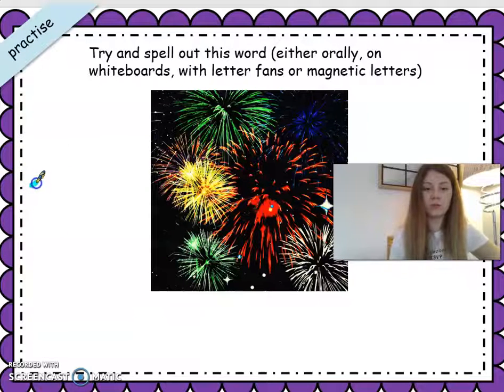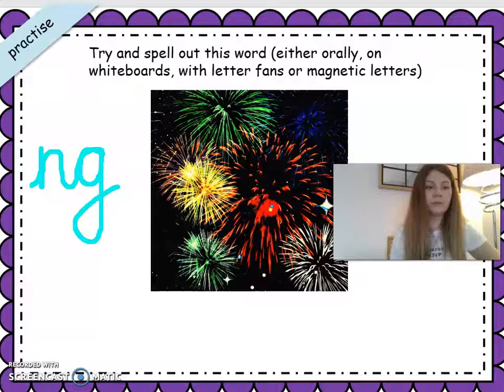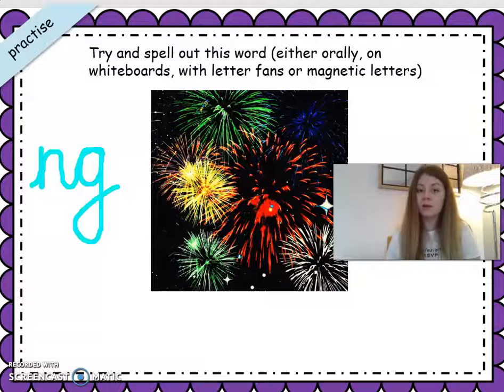it's very hard for Miss Cook to write on here. Okay, and I'm just going to write it up just to remind you what it looks like. Remember, when you're writing the digraph, see if you can join it, okay? Right, these are called fireworks. Do you like fireworks? Some people do and some people don't, and that's okay. But they can make a very loud bang noise.